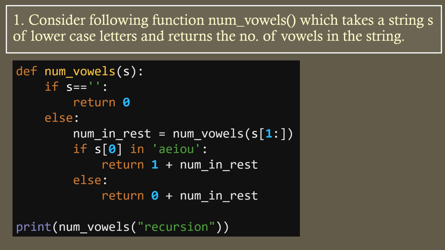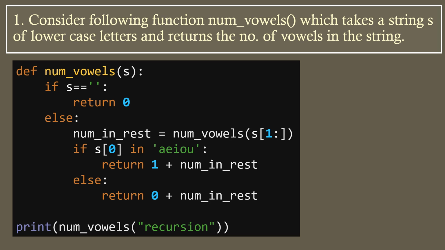Okay, now we will compare s[0]. That means the character which is present at index number 0 of string s, whether it is in a, e, i, o, u or not. That means whether it is a vowel or not. If it is a vowel, then it has to return 1 plus num_in_rest. Num_in_rest is nothing but num_vowels called with the value s[1:]. Else, that means if s[0] is not a vowel, then it has to return 0 plus num_in_rest. So this is how your recursive function is defined.